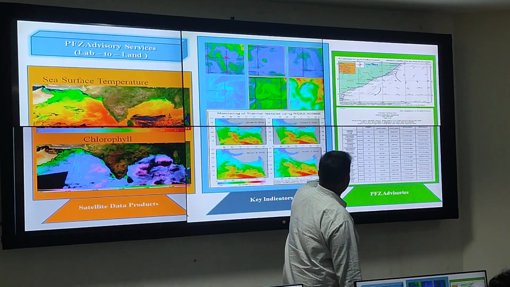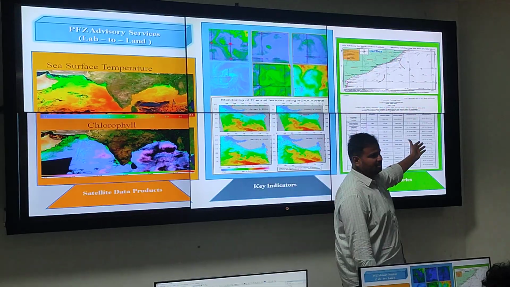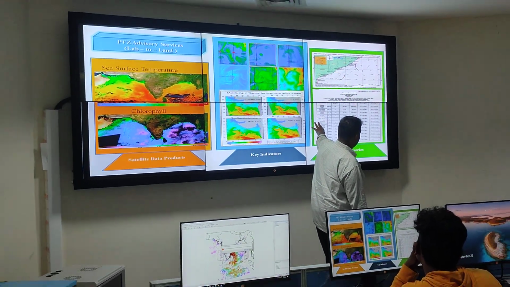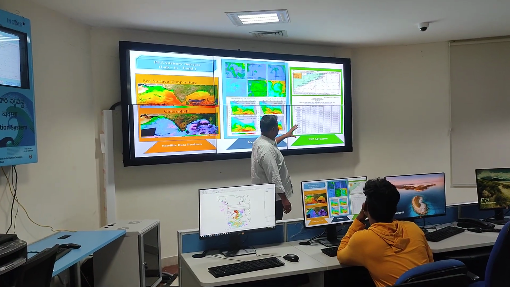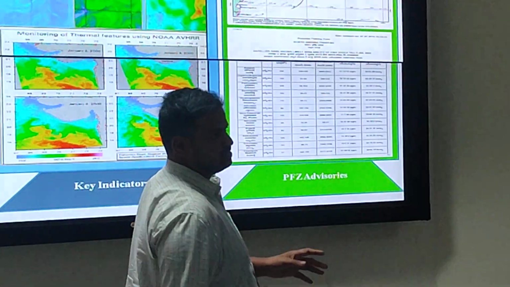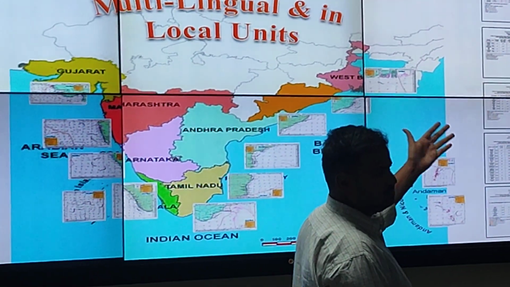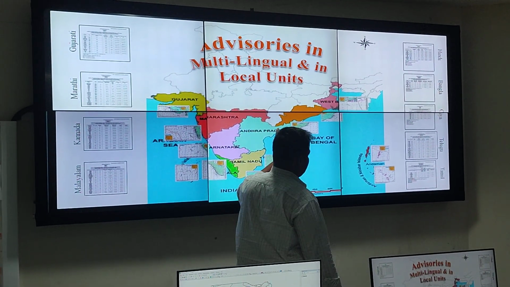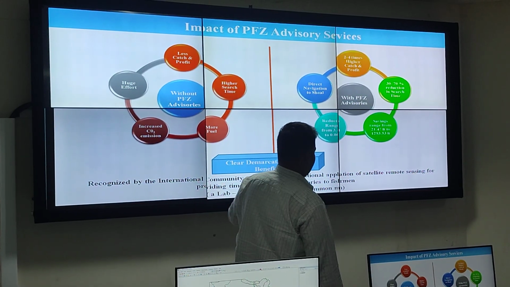Here we can see from Visakhapatnam which direction he has to go, what the bearing is. Like this we generate tables, but not only in English. We convert this information for each state into the regional language. In West Bengal you receive this information in Bengali, in Andhra you receive it in Telugu. Like that we convert this info and generate the PFZ advisory.